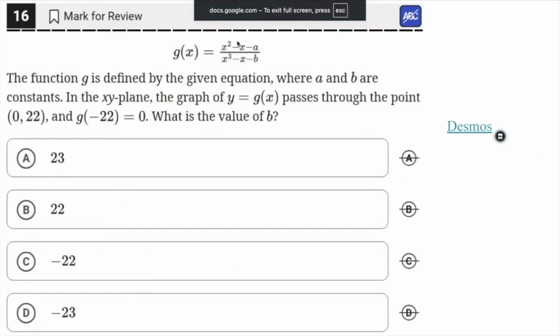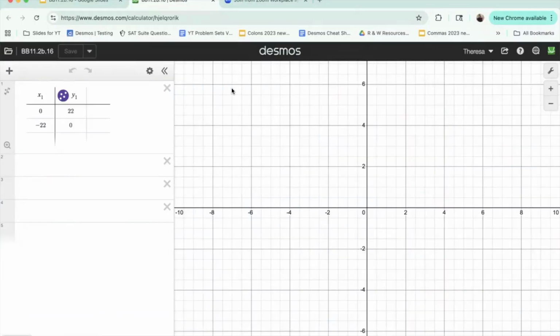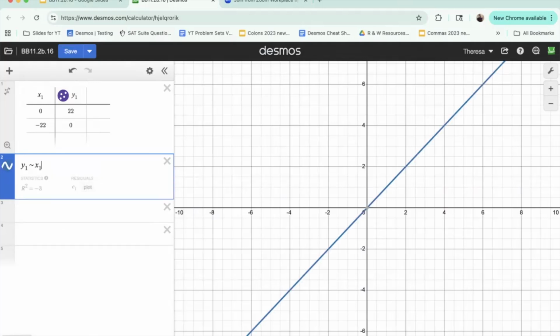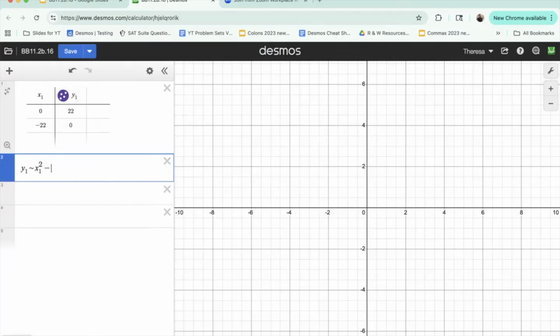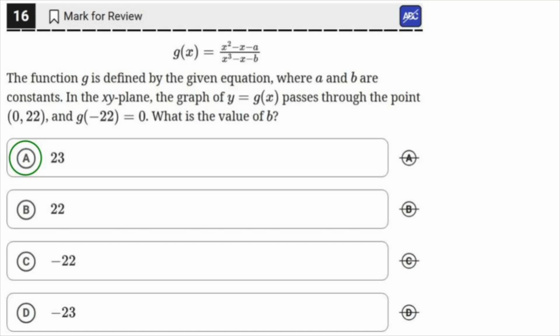You could do this in Desmos. You would create a table and then you would create a regression. So plug in your points. You have (0, 22) and (negative 22, 0), and then you're just going to plug in the equation. So you'd have y1 tilde x1 squared minus x1 minus a, over x1 cubed minus x1 minus b. Notice that when you say x1, it just automatically makes it a subscript, and then that just tells us what our answer is, so b is 23.